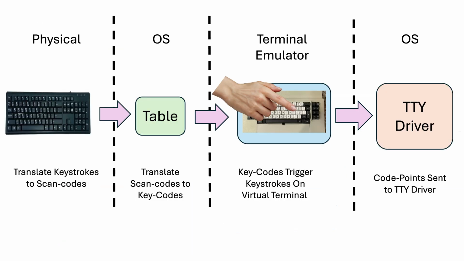When you type into an emulated terminal, a scan code will be sent from your keyboard to the OS, which will translate it into a key code. The terminal application will then receive and interpret these key codes. When Xterm, for example, receives a key code for a certain character, it essentially presses a key of the emulated terminal keyboard in the virtual world using a virtual hand. The virtual terminal keyboard then passes code points to the operating system's terminal driver, as if it were a real physical terminal keyboard.